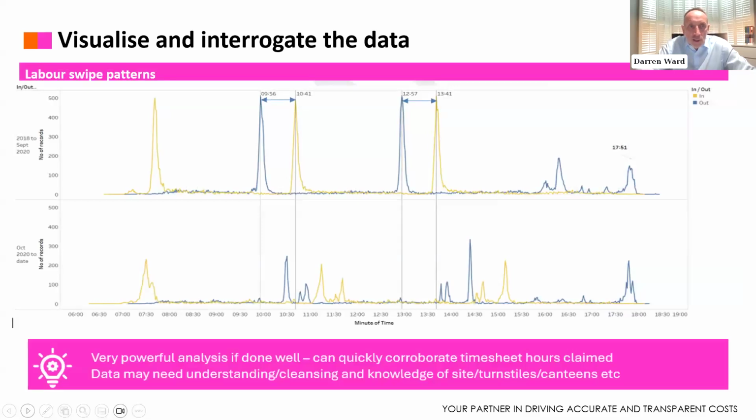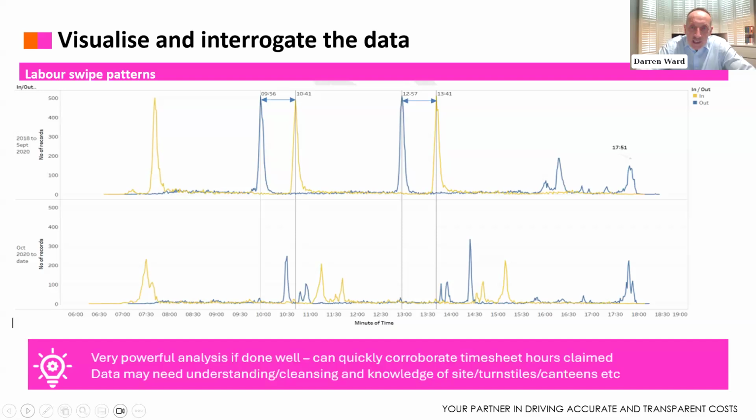So here is a very good labour swipe piece of analysis and pattern. It shows on the top row what was happening between September 18 and September 20. The top orange line shows 500 workers going through a swipe at 7:30 in the morning. The blue shows them leaving site at 9:56 to go for a 45-minute tea break. They then come back onto site at 10:41.